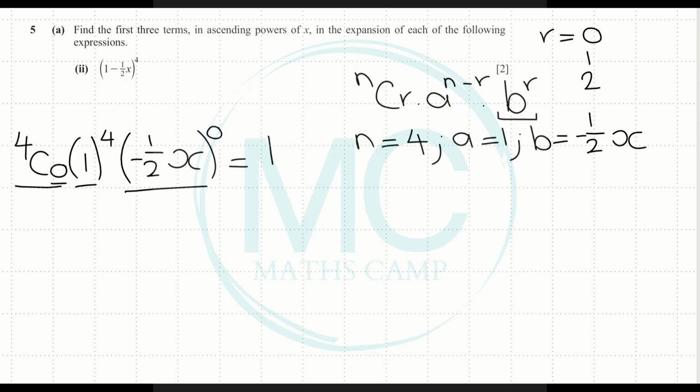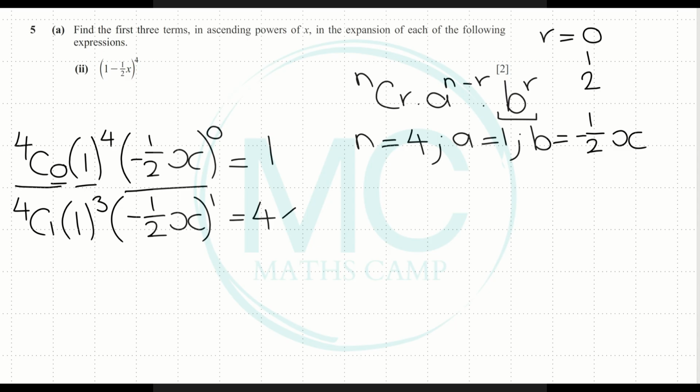Now we can find our x term. We say 4c1 multiplied by 1 cubed multiplied by negative 1 over 2x with an exponent of 1. 4c1 leaves us with 4 multiplied by 1 cubed, which is 1, multiplied by negative 1 over 2x. And we get negative 2x. This is our second term.